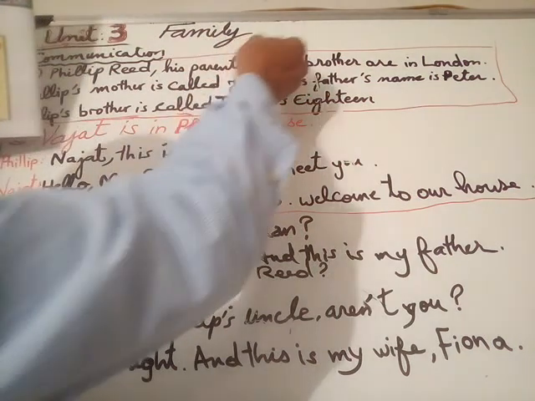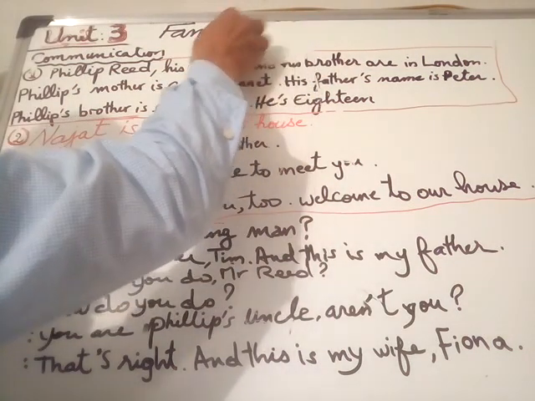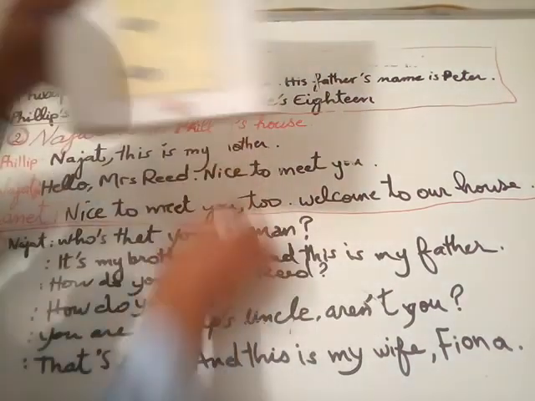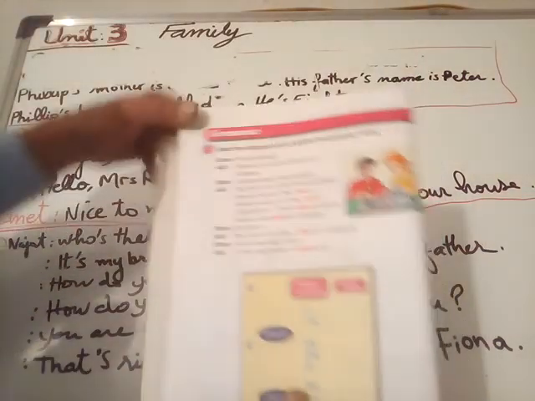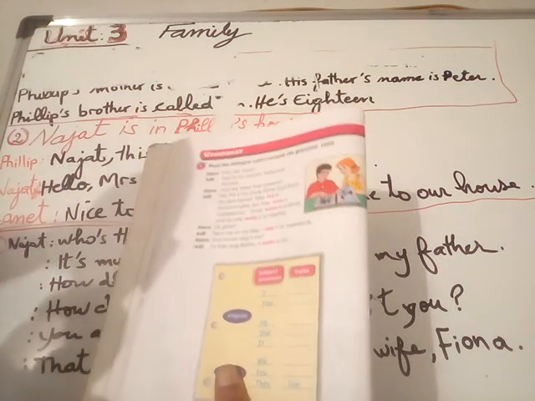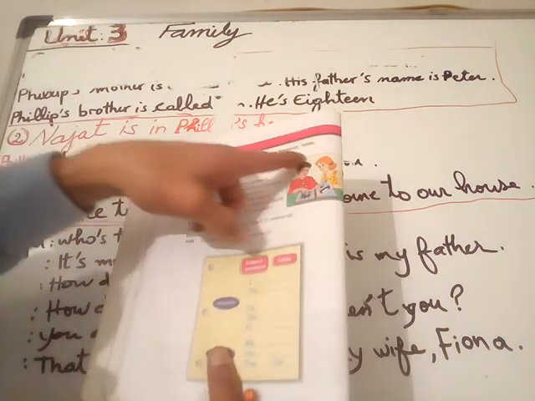What is this grammar? So communication we have done. Now it's grammar. Just look at page 28, unit 3, family. Read the dialogue and complete the grammar table.